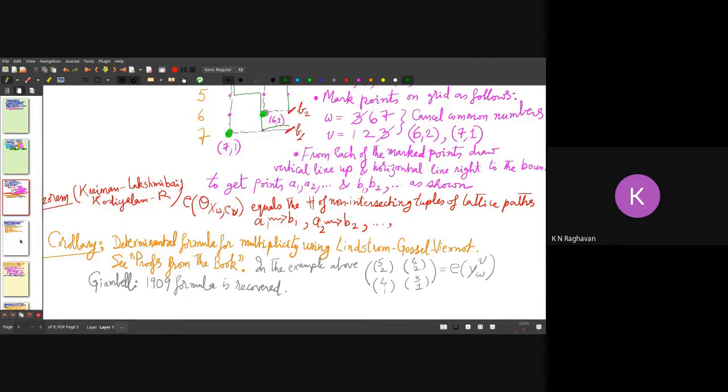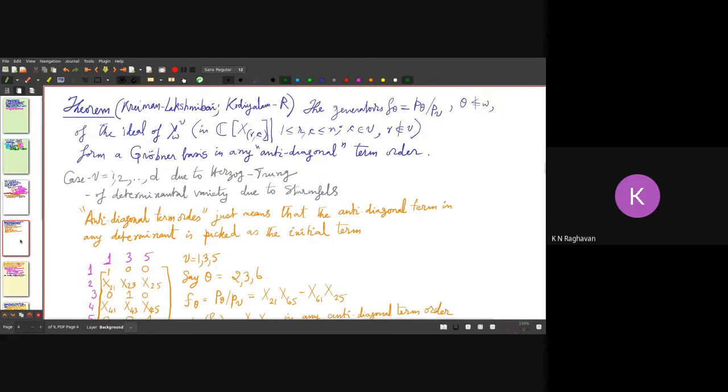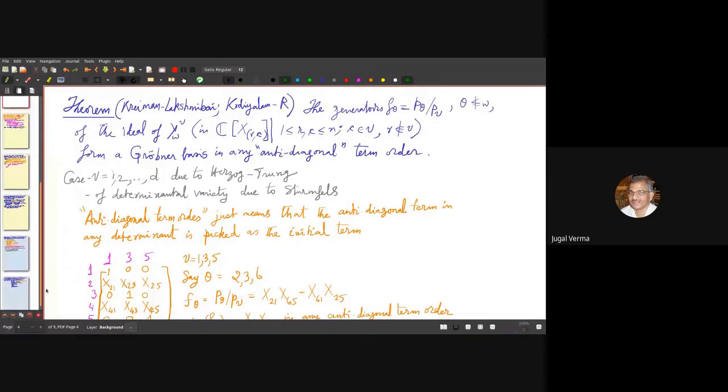If there are no more questions, I'll proceed. Okay. I see that I am missing something. I wanted to show you one more example. Let me just switch. Raghavan, there is a question from Sarang. Yes, Sarang. He's asking, can you explain again how you mark the points?